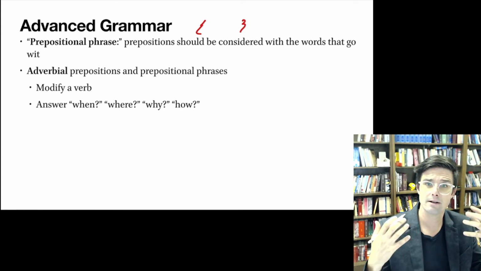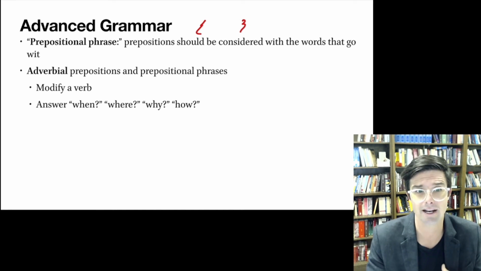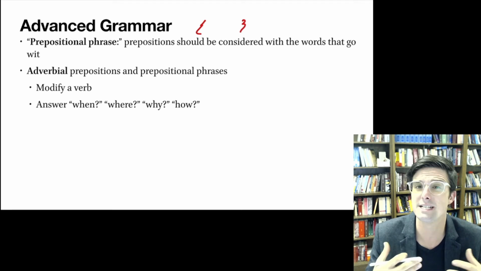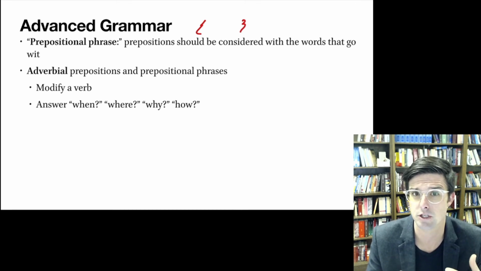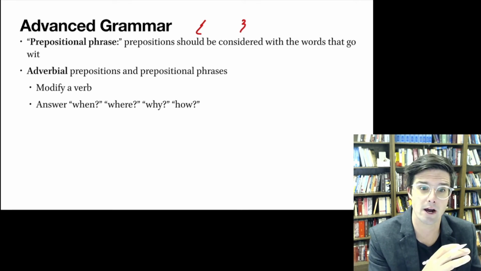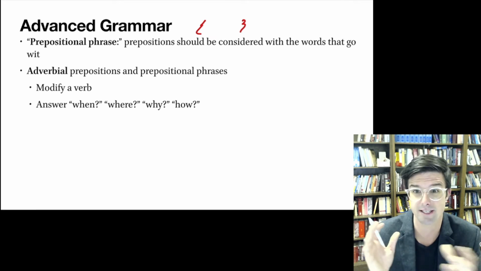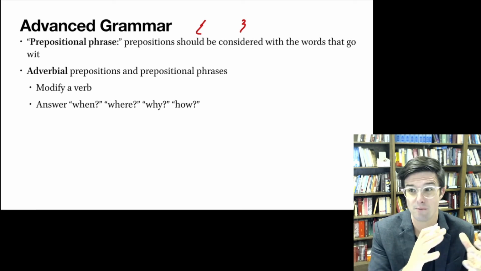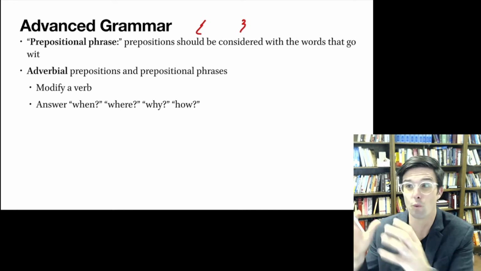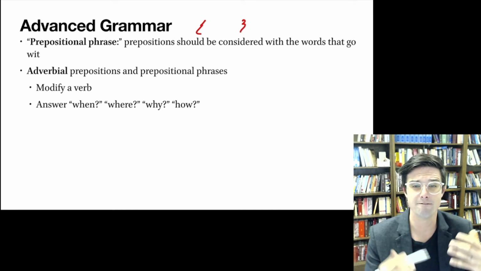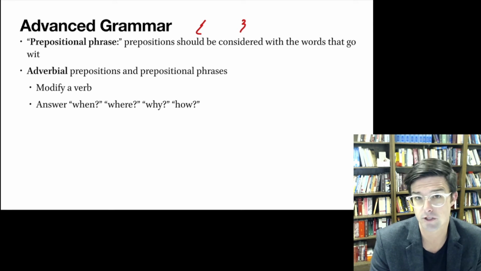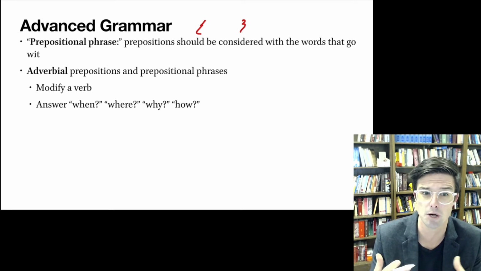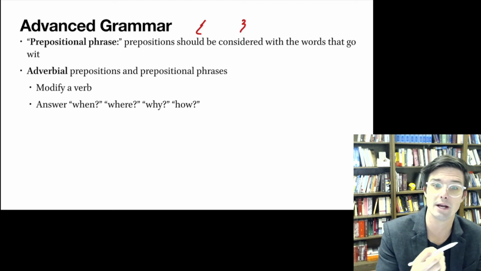And then we're going to talk about three categories of the grammar of prepositions, or three different ways prepositions are used when they are standing on their own, whether they're proper or improper prepositions. Adverbial prepositions and prepositional phrases are those words and phrases that modify a verb, answering the question when, where, why, or how.